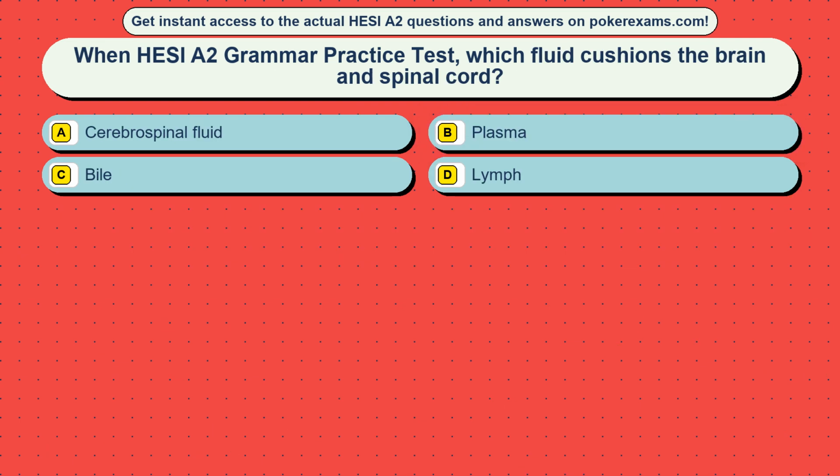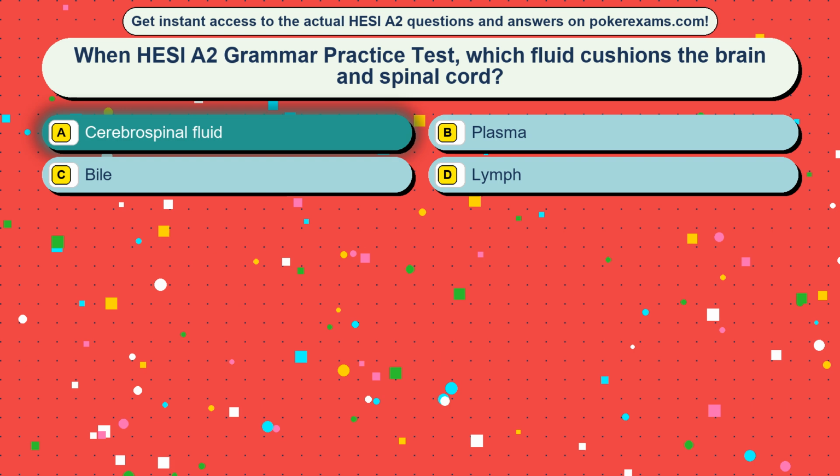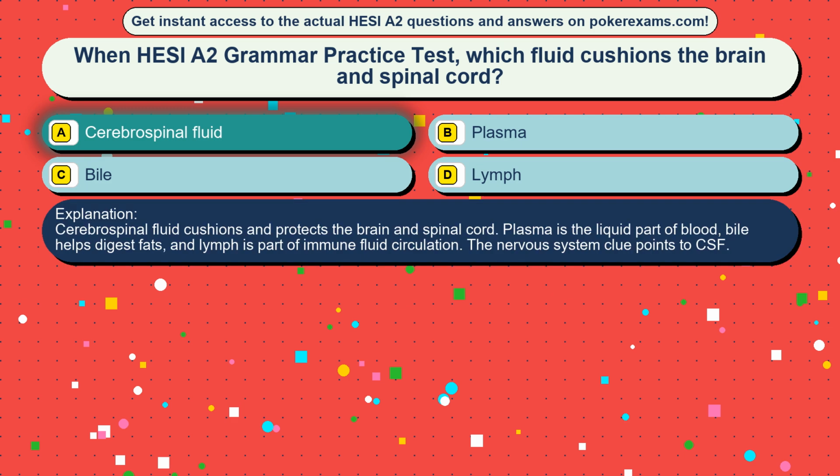Question 29. When HESI A2 Grammar Practice Test, which fluid cushions the brain and spinal cord? Option A, cerebrospinal fluid. Option B, plasma. Option C, bile. Option D, lymph. The correct answer is option A, cerebrospinal fluid. Cerebrospinal fluid cushions and protects the brain and spinal cord. Plasma is the liquid part of blood, bile helps digest fats, and lymph is part of immune fluid circulation. The nervous system clue points to CSF.